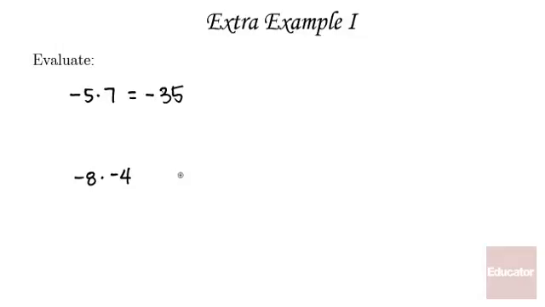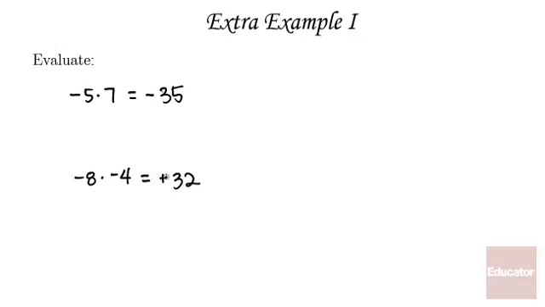And this one, negative 8 times negative 4, I know that's a 32. I have two negative signs. Two negative signs gives me a positive.